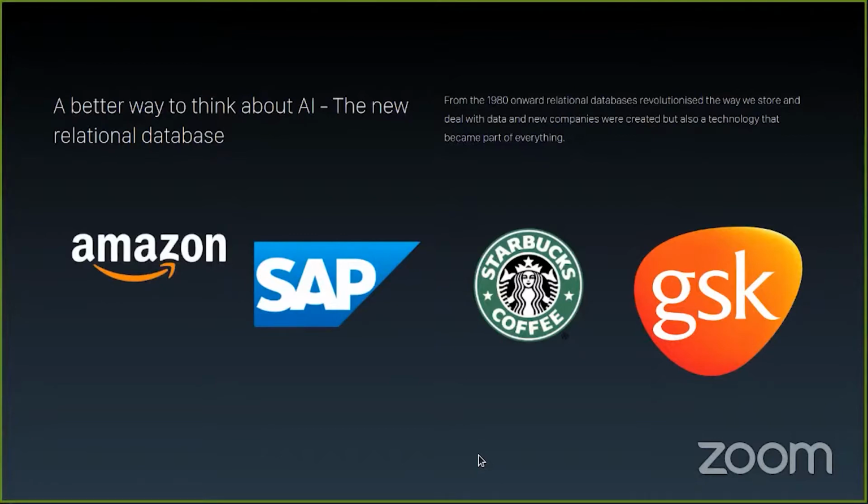GlaxoSmithKline, you've heard an awful lot about them in the last month, are using databases and technology, and they've built an awful lot of software on top of relational databases to enable them to do their business globally and more efficiently. They never really thought about that when relational databases first started out.